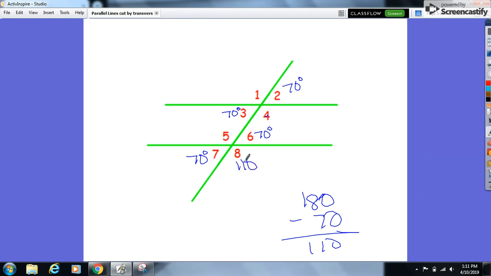Now, what angle corresponds with angle 8? Yep, right up here, angle 4 has to be 110. What angle's vertical angle 8? Angle 5, yep, you're right, 110. What angle corresponds with angle 5? Yep, 110. That's how all this vocabulary comes into play.